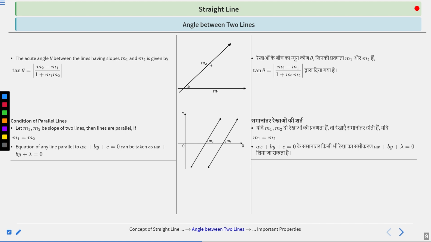Got it? Since the slopes are equal, m1 is equal to m2, and we know that slope is basically the negative of the x coefficient upon the y coefficient, the x and y coefficients would be the same for the lines to be parallel.